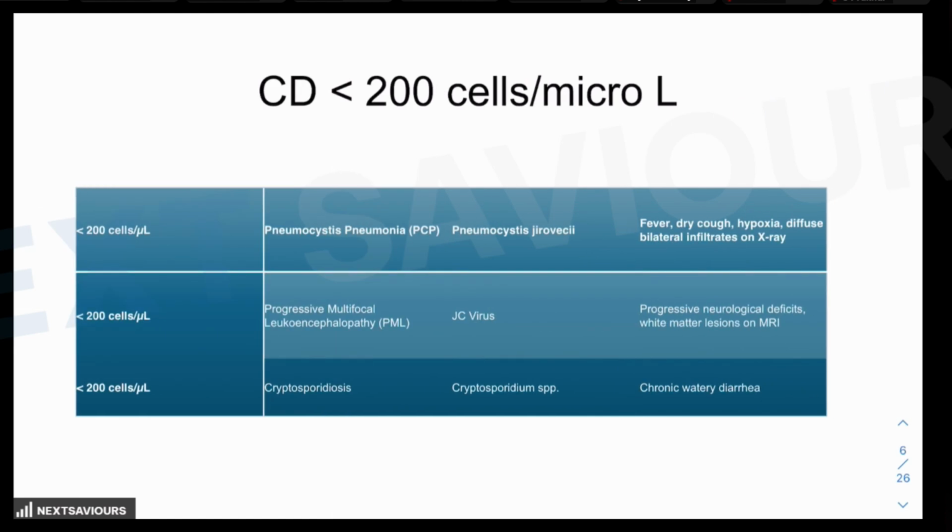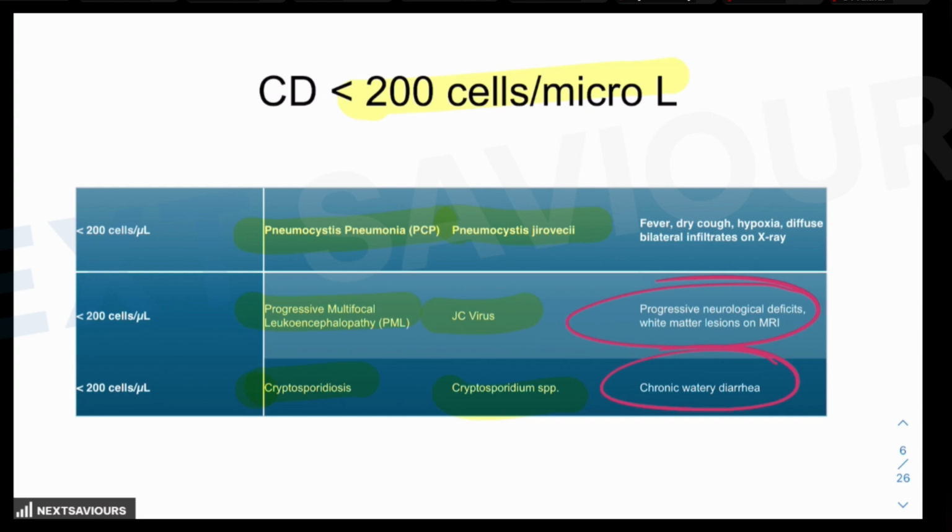Then, if the CD4 count is given as less than 200 cells per microliter, then think of pneumocystis pneumonia, progressive multifocal leukoencephalopathy, or cryptosporidiosis. All of you know the causative organisms and how they are going to be provided in the question. Like for cryptosporidiosis, there will be chronic watery diarrhea.